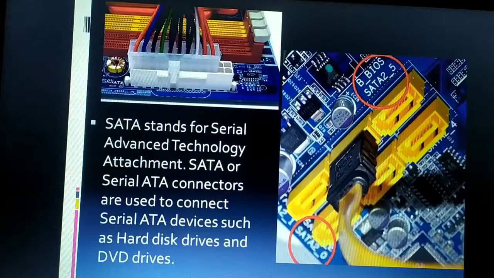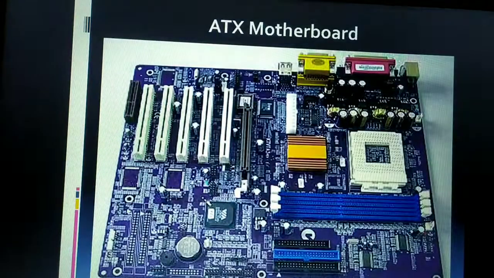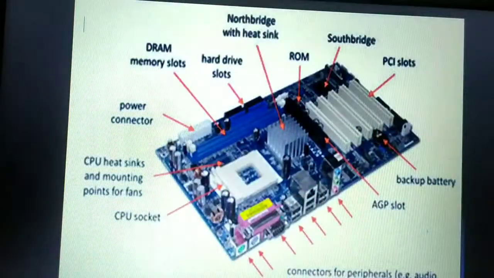this ATX motherboard consists of both the 20 pin and 24 pin ATX power connector ports. It connects both the 20 and the 24 pin ATX power connector, and it also has all different kinds of external ports. And I'll show you an example. Yes, this is how an ATX motherboard looks like.